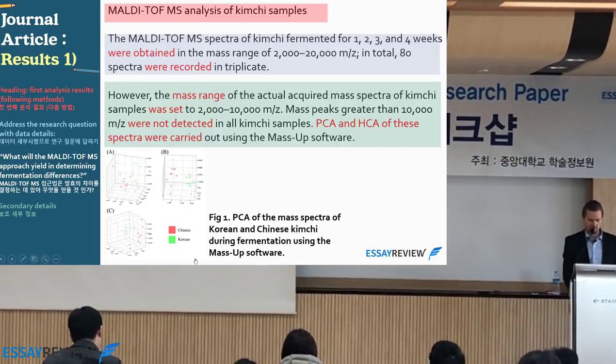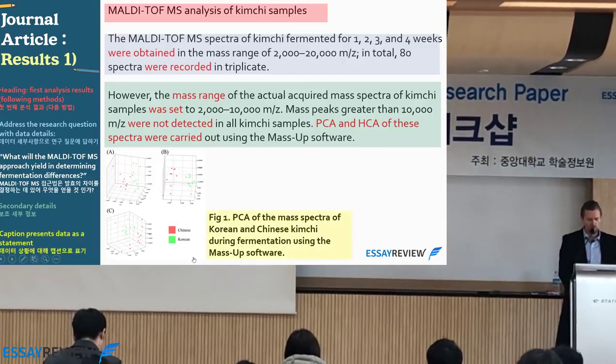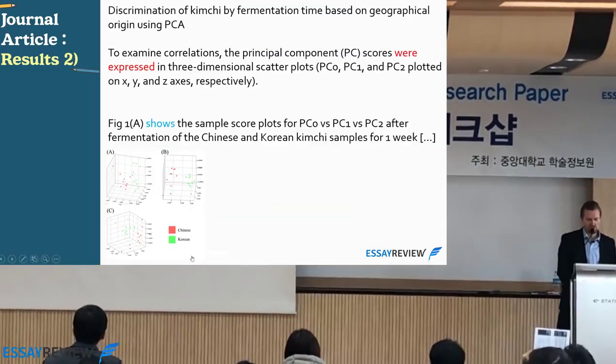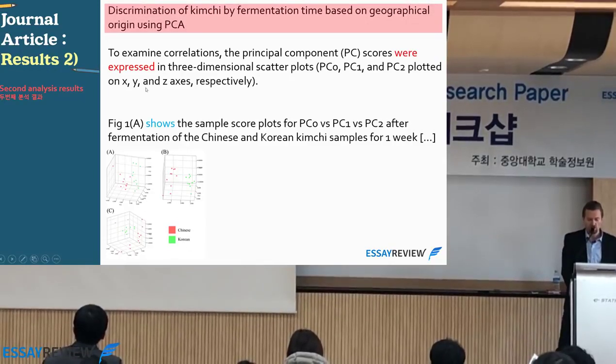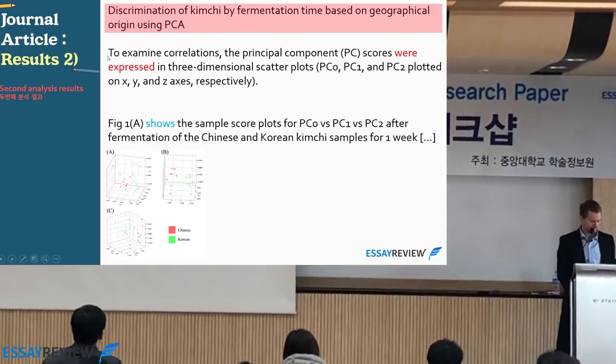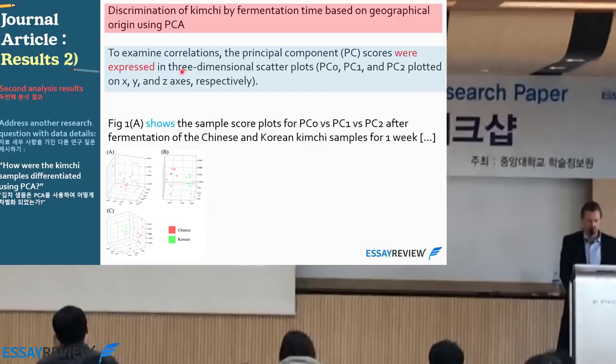I know this gets really dry looking at every detail of these. Let's just look at what this author's doing. Again, this is the subheading: discrimination of kimchi by fermentation time based on geographical origin using PCA. Well, that was our first method of analysis, right? PCA. So this addresses a second research question, which is, how were the kimchi samples differentiated using PCA? They discuss how they examine these correlations. They were expressed using three-dimensional scatter plots. So here's the scatter plots.